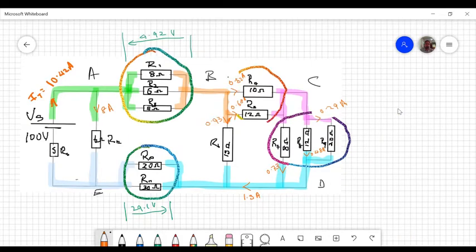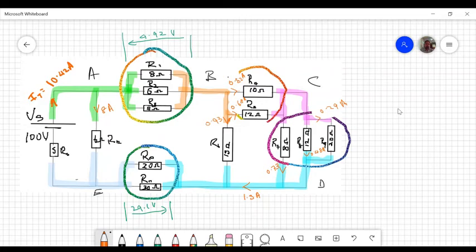Okay, so I went ahead and put in all the currents we knew so far. These are the currents we found. We found 0.82 through the 10 ohm resistor, 0.64 through the 12, 0.73 through the 8, 0.48 through the 12, and 0.29 through the 20. I had 0.93 coming down here. I had 8 coming down here.